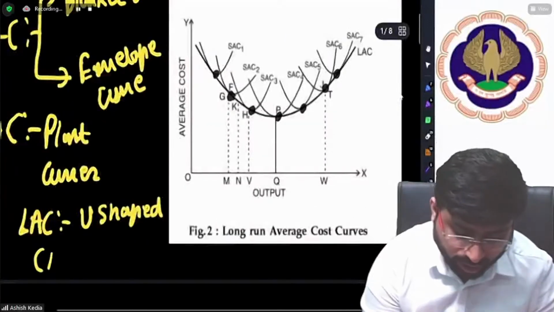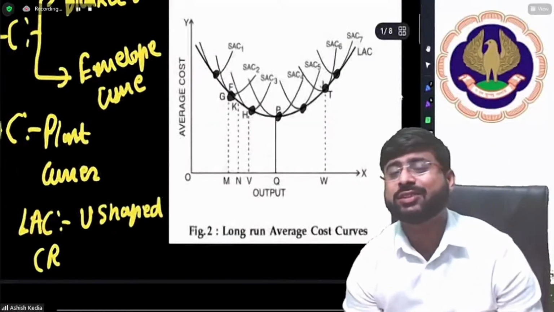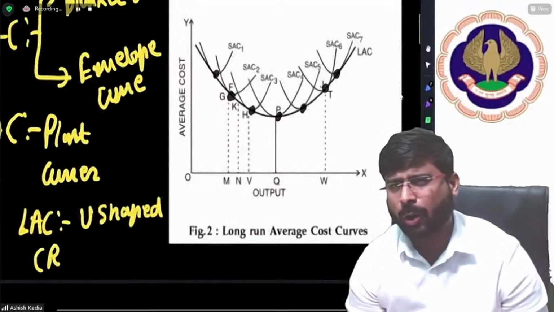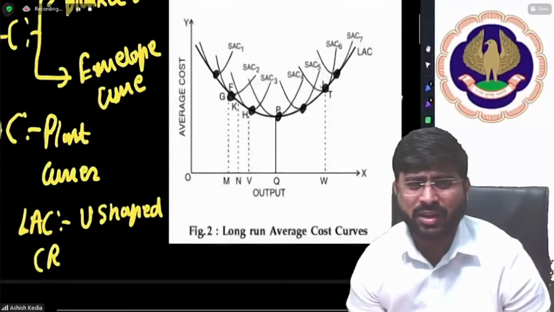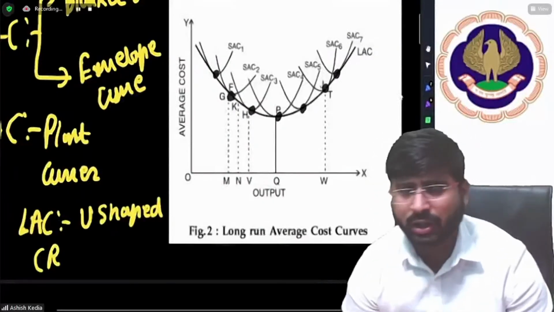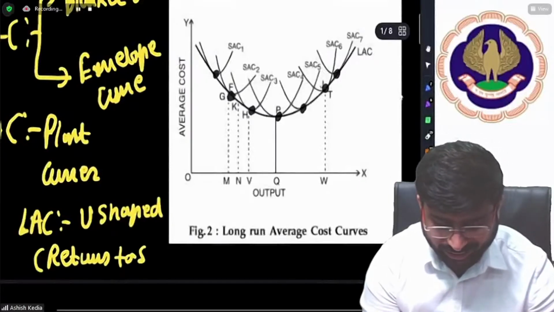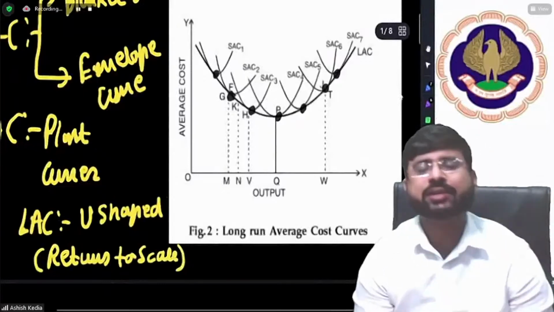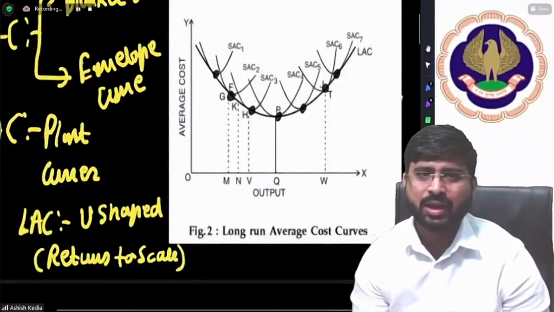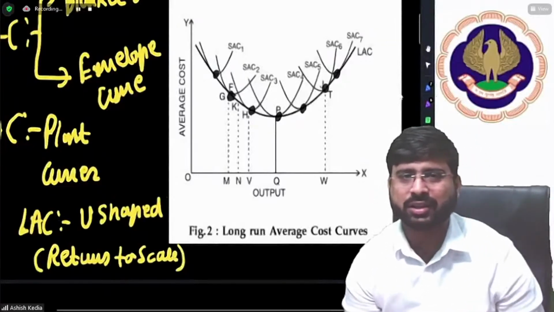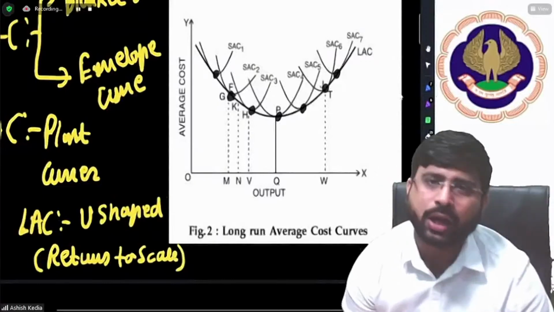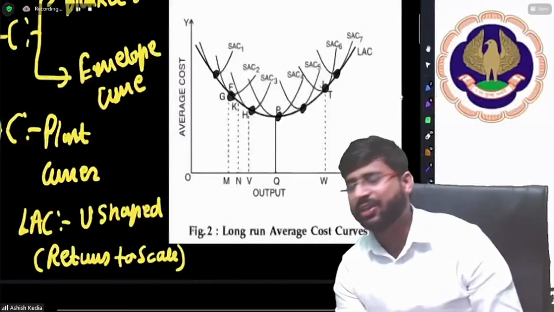My dear friends, the logic is the law that operates in the long run. Do you remember what law operates in the long run? Yes, sir, we definitely do. It's the returns to scale. And hence our answer here would be returns to scale. Absolutely correct. You are absolutely correct in saying so.